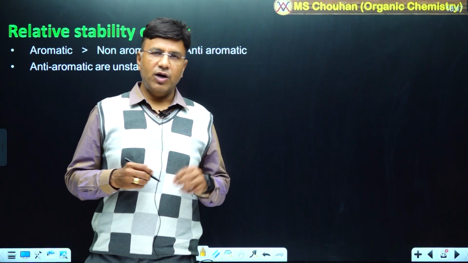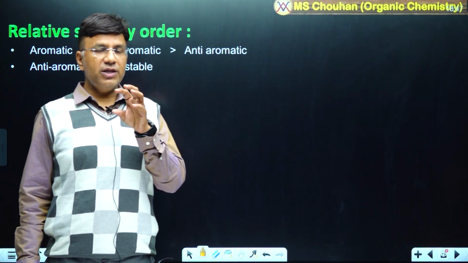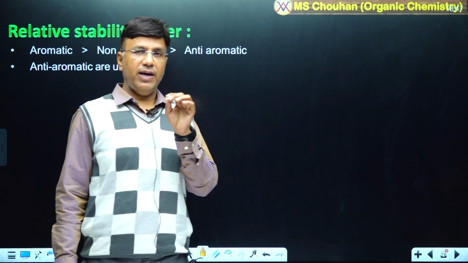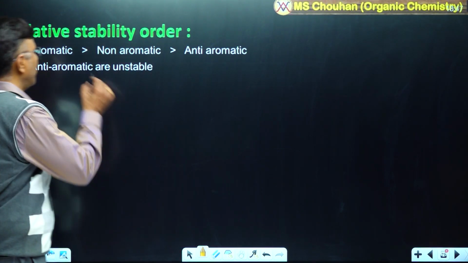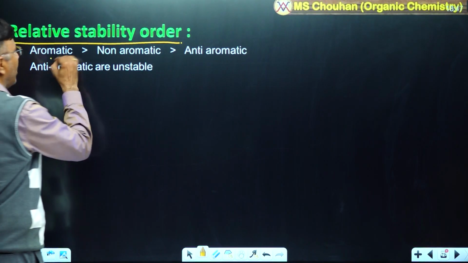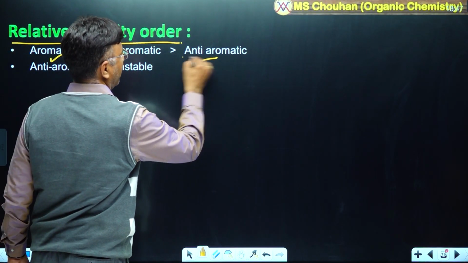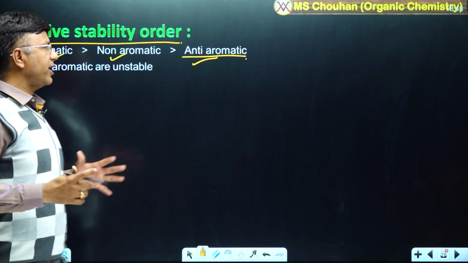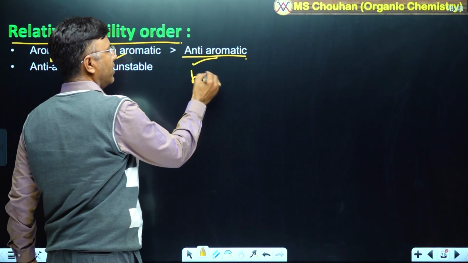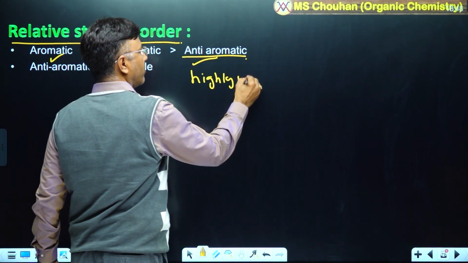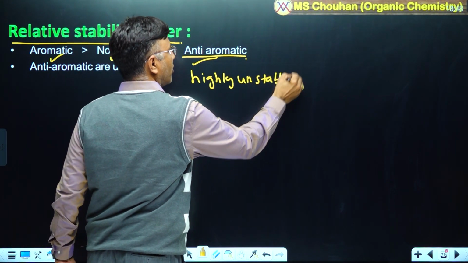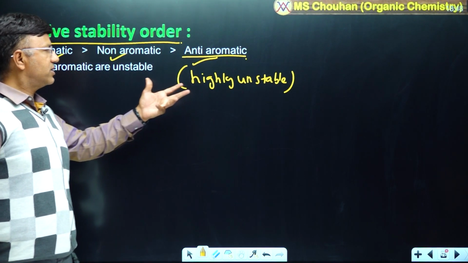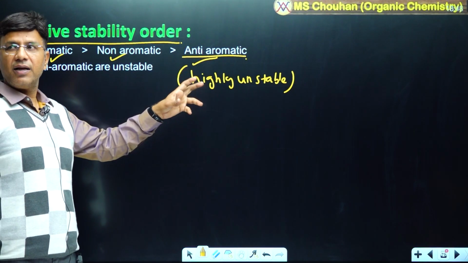Hello to everyone. In today's lecture, we will focus on the anti-aromatic molecule and the points we have to remember regarding anti-aromatic molecules. First of all, what is the relative stability order? Aromatic, non-aromatic and anti-aromatic. Each molecule tries to be aromatic. They don't want to be anti-aromatic because anti-aromatic are highly unstable, because of unpaired electron in non-bonding or anti-bonding. I will explain later why anti-aromatic are unstable, but just remember anti-aromatic are highly unstable.